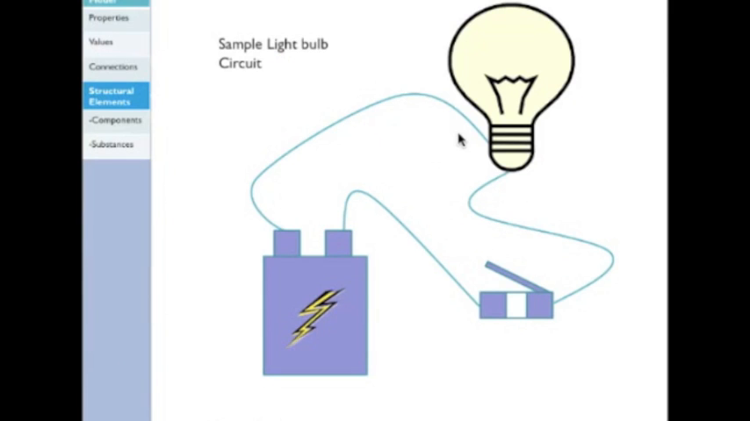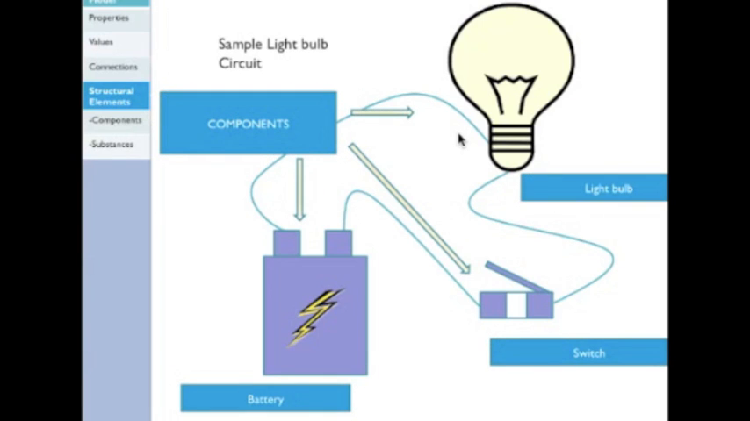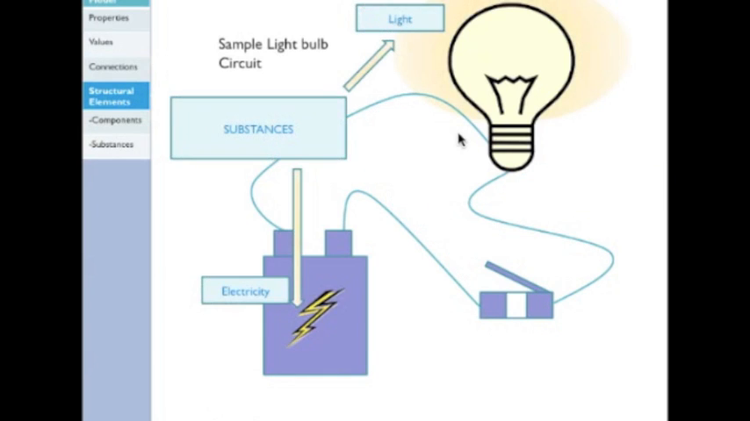This diagram represents a light bulb circuit with a switch. In it, we see the components of battery, switch, and light bulb. Furthermore, we see the substance electricity, which begins in the battery, and the substance light, which will eventually appear at the light bulb. As a convention in this presentation, all of the components will use dark blue boxes, and all of the substances will use light blue boxes.